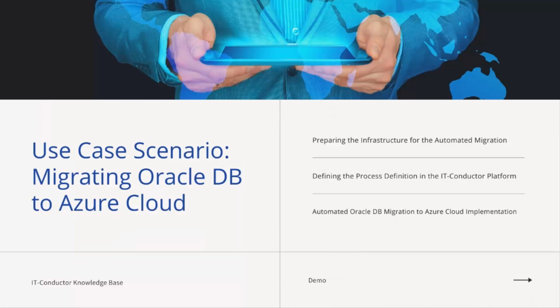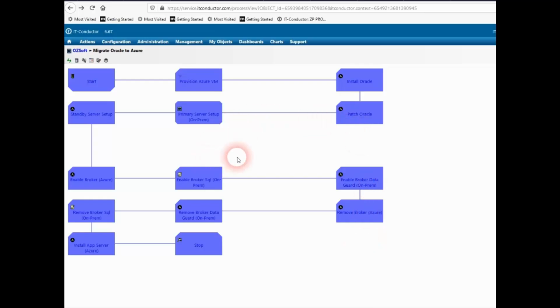Now that we have introduced you to the concepts of process definition and ITC activities, let us now show you how easy it is to migrate your database to the cloud. Here's the process definition we have developed for migrating on-prem Oracle database to Azure Cloud. As you can see, we have different activities in this process definition, like procedure activity, Ansible activity, Terraform activity, and other activities that are combined together to migrate Oracle to Azure.